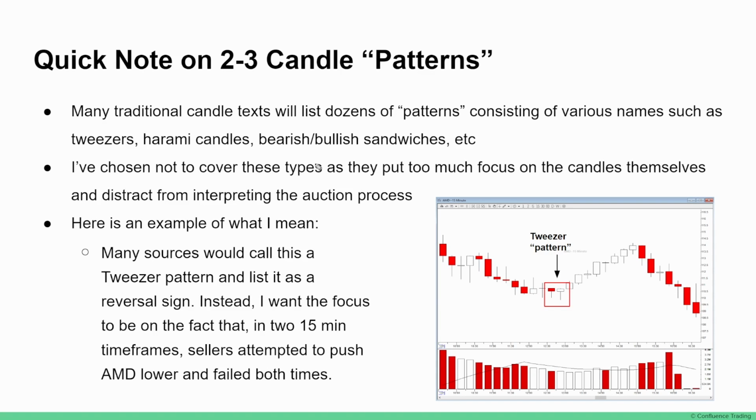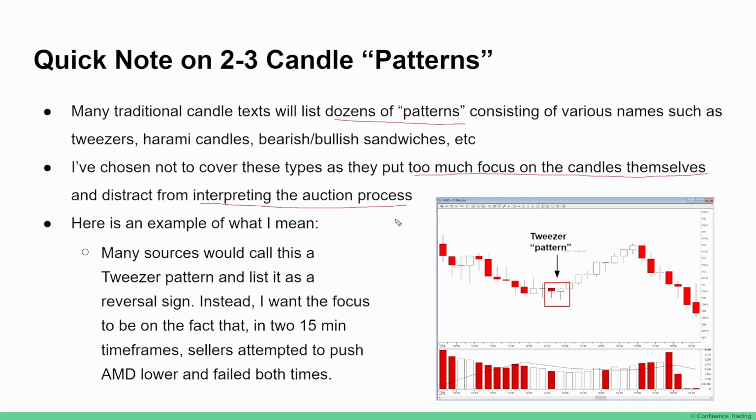Before we move into multi-candle patterns and the 4 C's of price action, I wanted to drop a quick note on 2 to 3 candle patterns. And I put patterns in air quotes. Many traditional texts and many of the people that teach this on YouTube and other places will list dozens of different patterns consisting of many different names. You got tweezers, harami candles, bullish bearish sandwiches, etc. I have purposely chosen not to cover these in this course because in my opinion they put too much focus on the candles themselves and they distract you from interpreting the auction process, which is the whole point.